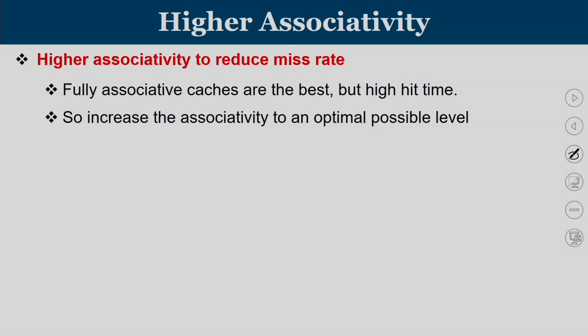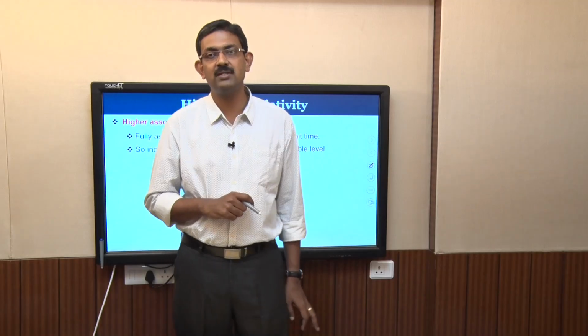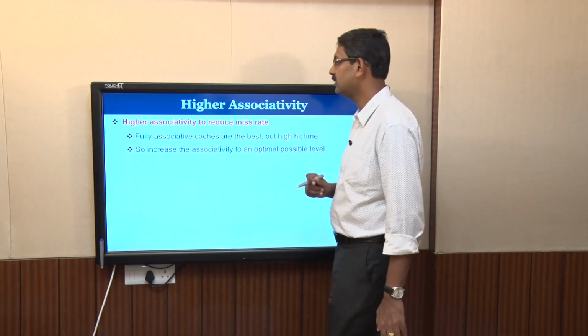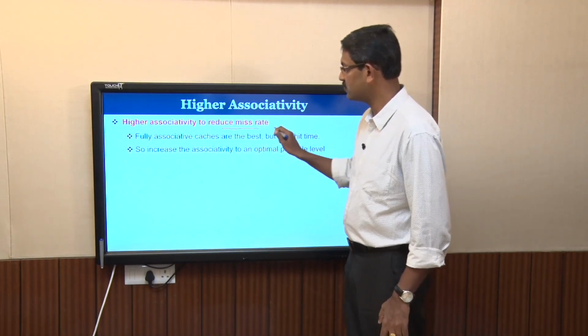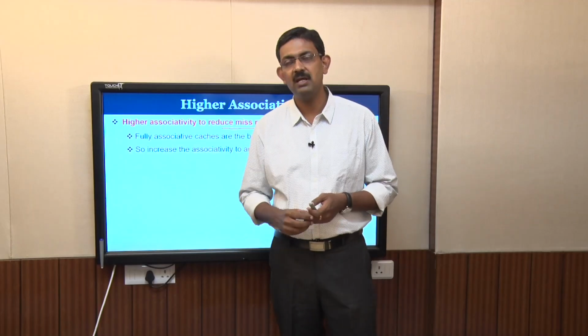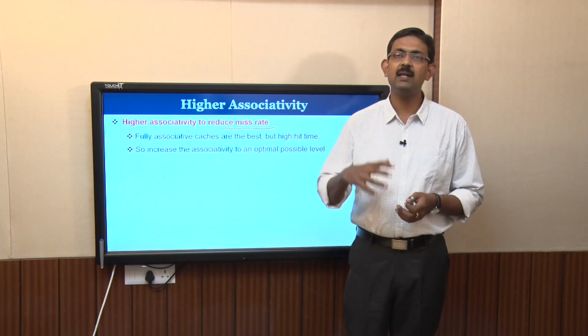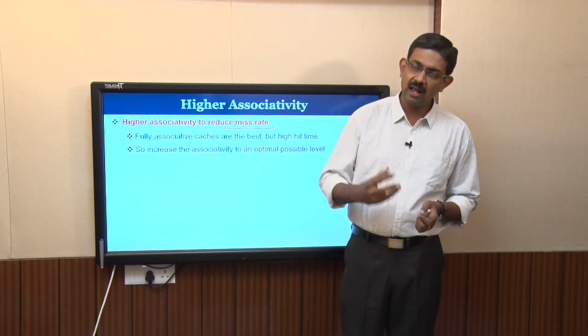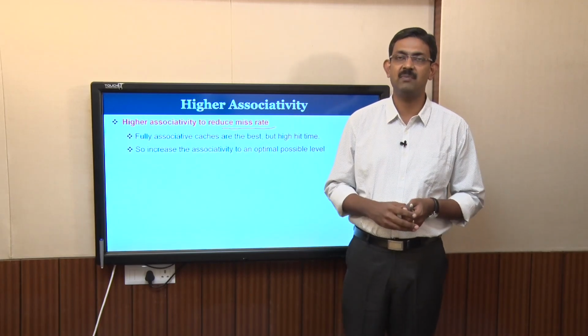Let us move into the third optimization. The third optimization is increasing the associativity to reduce miss rate. Here also our focus is to reduce miss rate. Fully associative caches are best. Let us try to recall what we mean by a fully associative cache. Fully associative cache means when you bring a block from the main memory into the cache, it can be placed in any of the blocks available inside the cache memory.